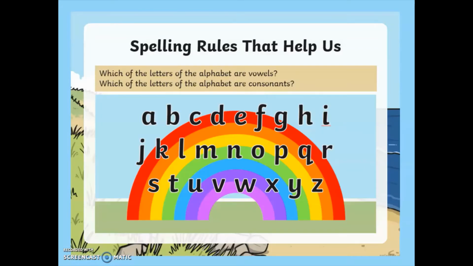Today we're going to start looking at some spelling rules that can help us when adding suffixes. First we're going to look through the alphabet, and we're going to spot which letters are vowels. So we should know that there are 5 vowels. We've got A, E, I, O, and U. Those are the 5 vowels. All the other letters are consonants.